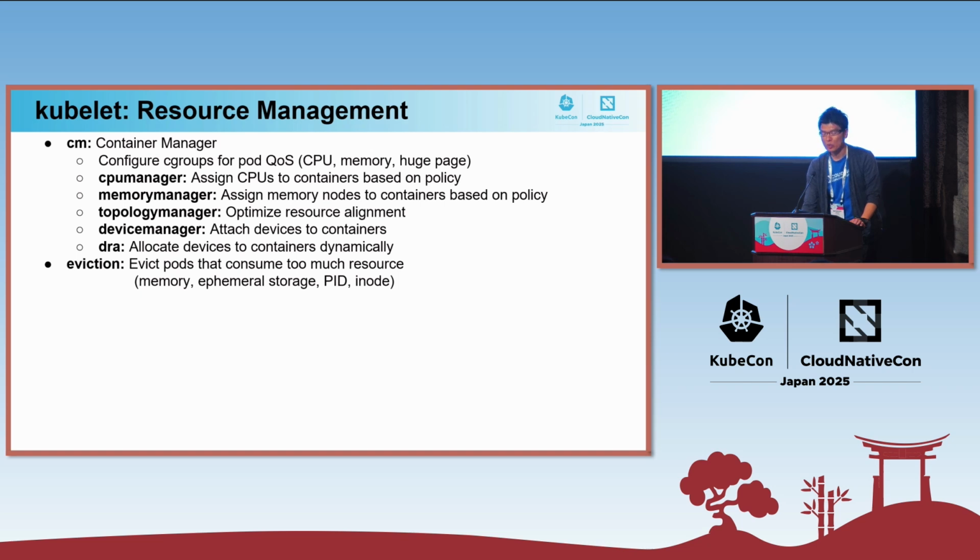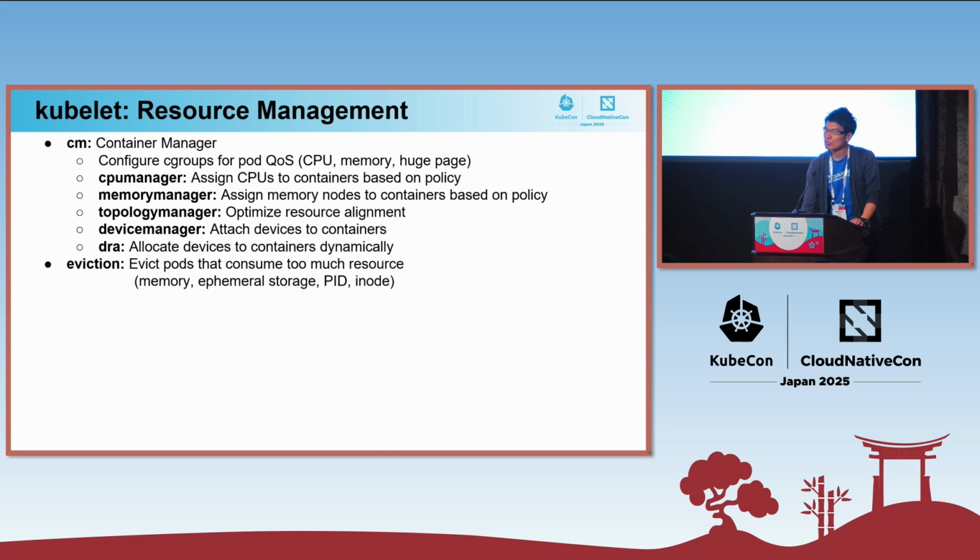The main entry point for resource management is the CM package, short for Container Manager. This is where Kubelet configures cgroups for each pod. Kubelet also manages the root cgroups for each QoS class, like guaranteed, burstable, and best effort. Inside the Container Manager, we have several sub-managers that handle different types of resources.